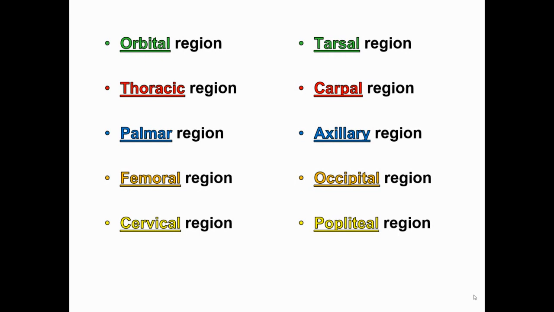Is there any group that's still working on theirs? Shall we go through together? Let's go through together. Where do we find orbital region? I see all sorts of illustrations. Yeah, around the eye sockets. Good job there. How about your thoracic region? Yeah, people are really good. Chest region, your palmar, palms, femoral. Yeah, we're going down to the thigh.